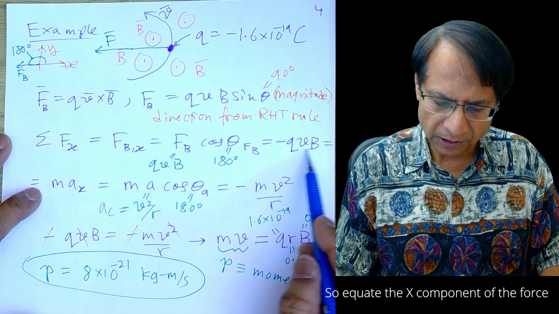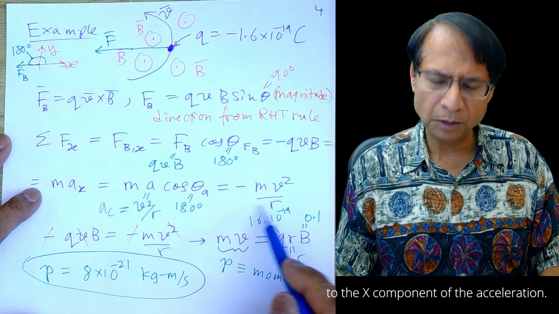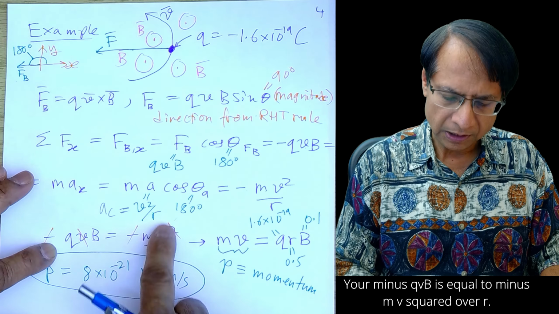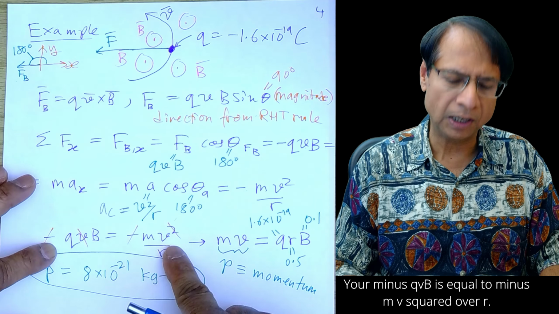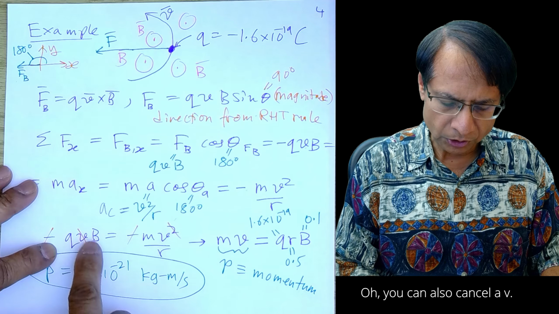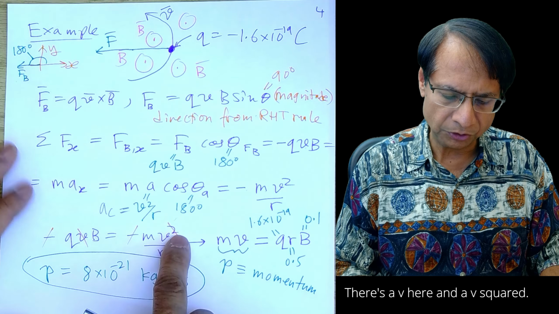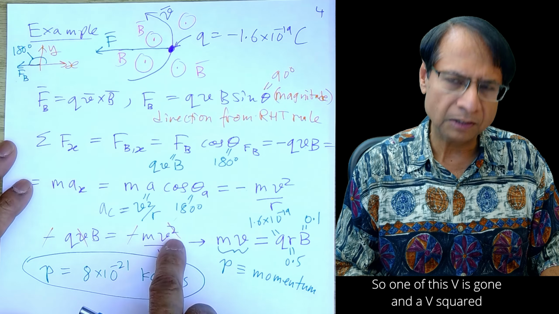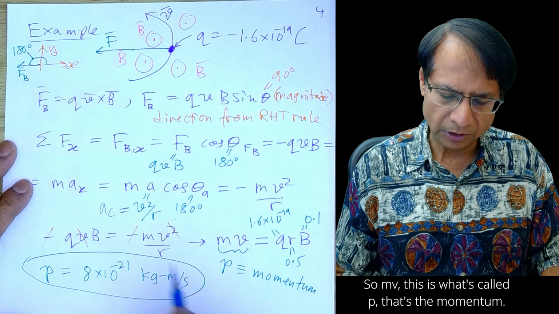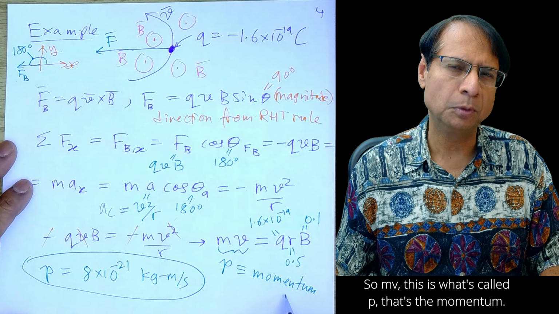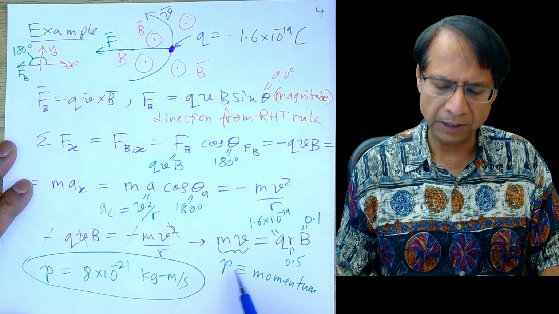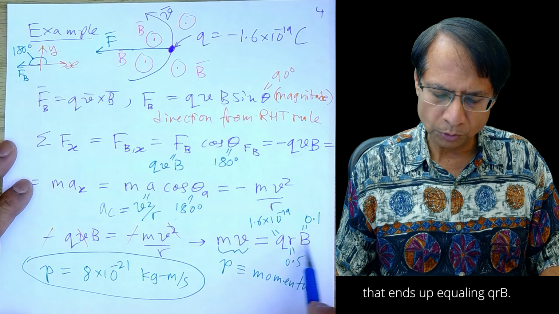So equate the x component of the force to the x component of the acceleration. That's what I've done here. You have minus QVB is equal to minus mv squared over r. Cancel the negative signs and move things around. You can also cancel a v. There's a v here and a v squared. So one of these v's is gone and a v squared becomes a simple v. M times v is the momentum. So mv, this is what's called p. That's the momentum. So rearranging this equation, mv, which is the momentum p, ends up equaling qrB.